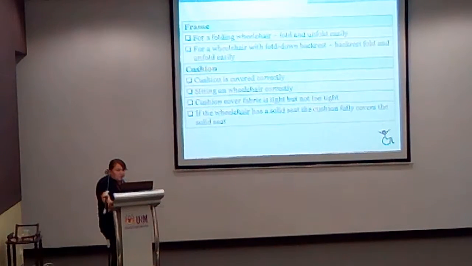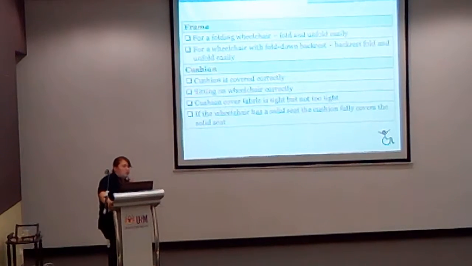Okay, for the wheelchair with fold down backrest, the backrest should fold and unfold easily. This one kalau yang wheelchair aktif kan, biasa yang boleh lipat belakang tu kan. Okay, and then cushion is covered correctly. Okay, sitting on wheelchair correctly, and then cushion cover fabric is tight but not too tight. If wheelchair has a solid seat, the cushion fully covers the solid seat. Okay.